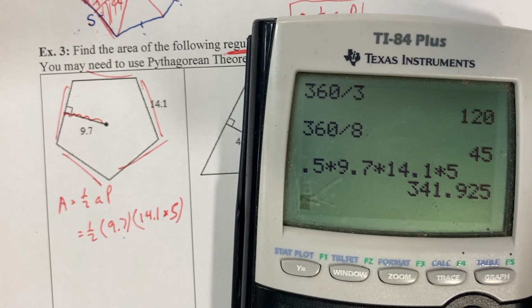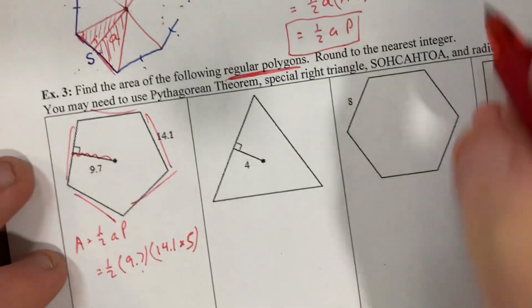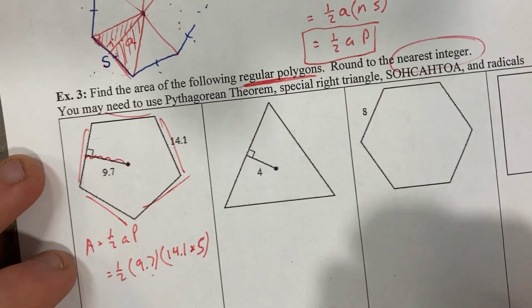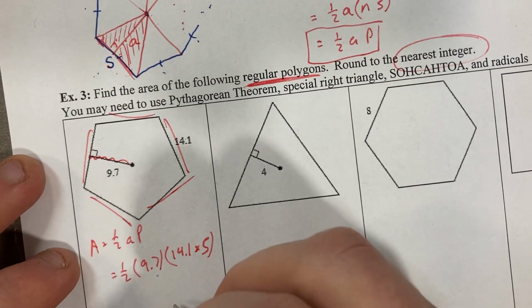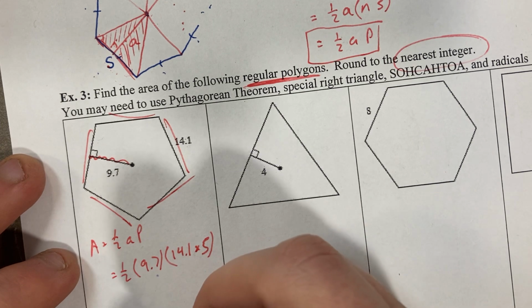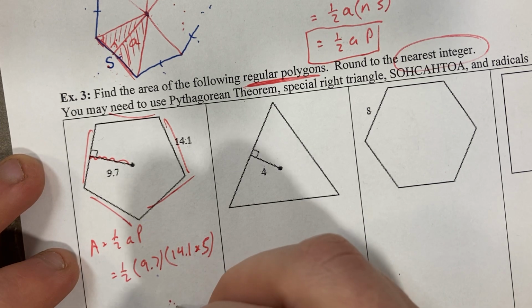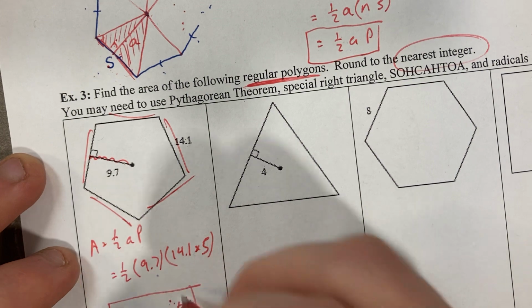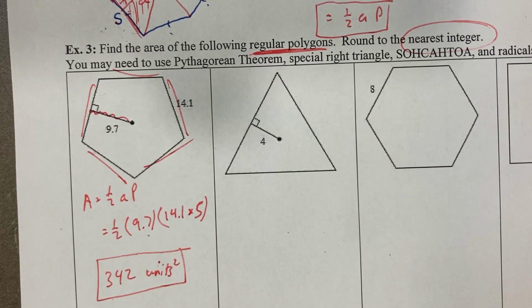And 341, I'm just gonna round it to 342. It does say nearest integer, which means no decimals. 342, and we're just gonna say units squared, because there are no units given. So we'll say 342 units squared.